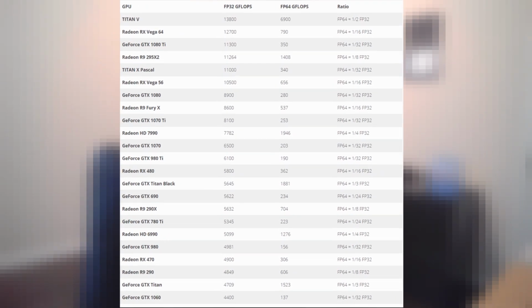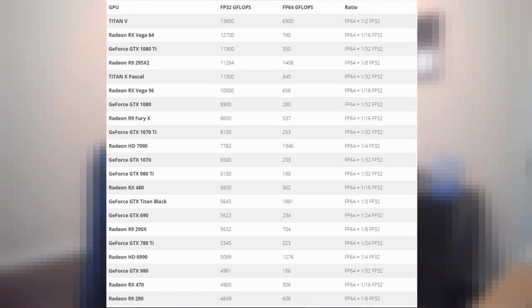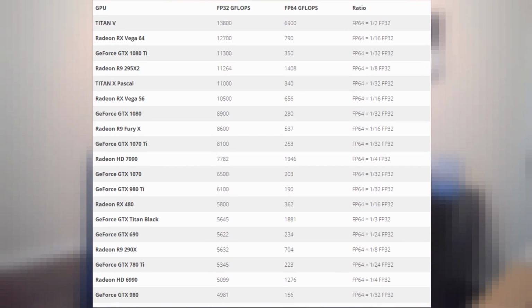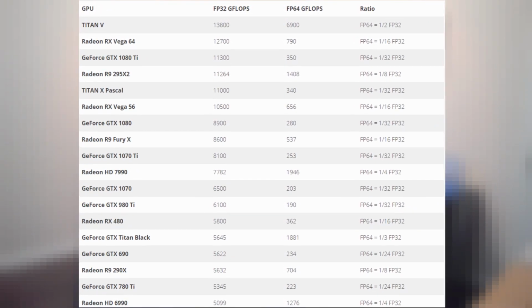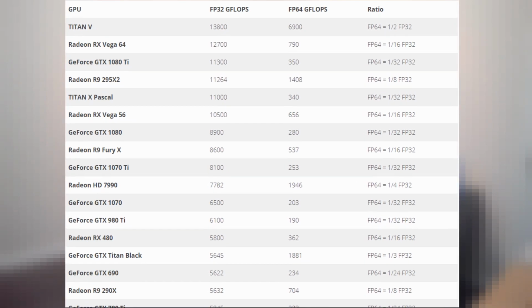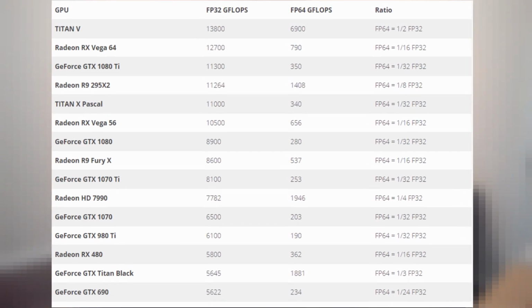Now, this list is actually a bit outdated. I couldn't find one that reflects the most current list of graphics cards, but this is just to give you an idea. So if you look at the top, the cards that don't say Radeon are made by Nvidia. The Radeon ones are made by AMD. And you kind of get a feel.